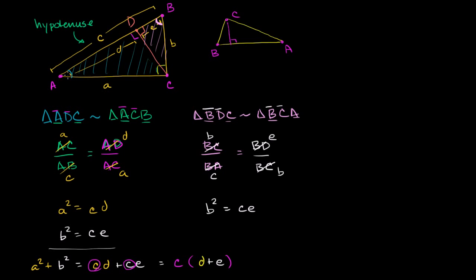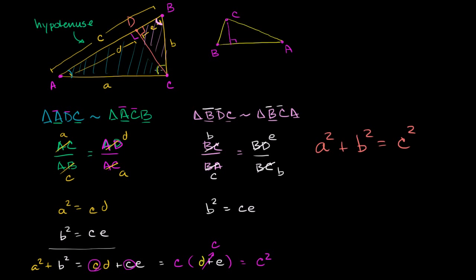Now what is d plus e? D is this length. E is this length. So d plus e is actually going to be c as well. So you have c times c, which is just the same thing as c squared. So now we have an interesting relationship. We have that a squared plus b squared is equal to c squared. So we've just established that a squared plus b squared is equal to c squared.